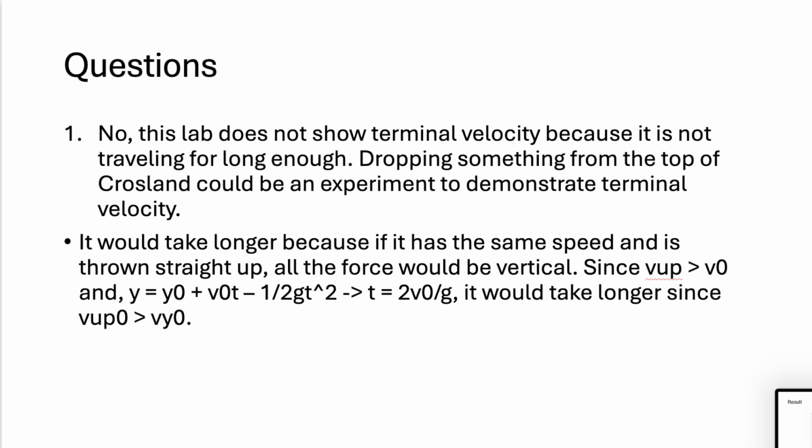To answer the two post-lab questions: no, this lab does not show terminal velocity because it is not traveling for long enough. An experiment that could show terminal velocity would be dropping an object off of the top of Carlsland. And if you throw the object straight up, it would take longer. Because it has the same speed and is thrown straight up, all of the force is going to be in the upward direction, the y direction. If you look at the equation derived for time, it's just the velocity over gravity. And because the upward velocity is going to be greater than the other velocity, it's going to take more time.